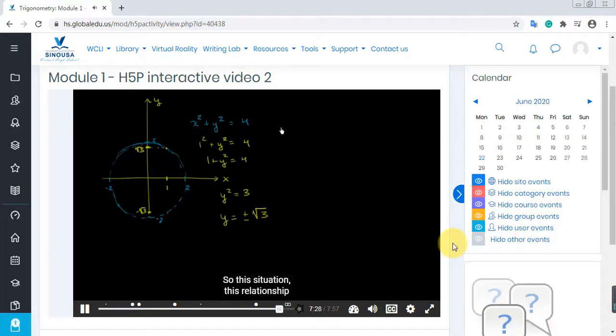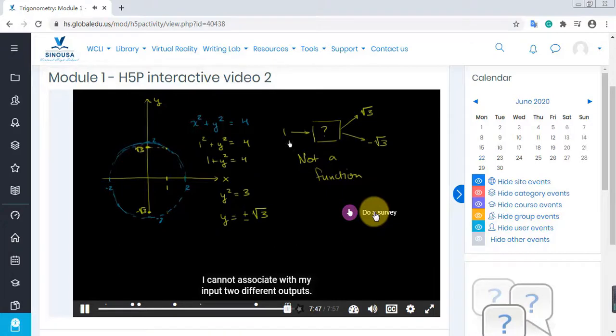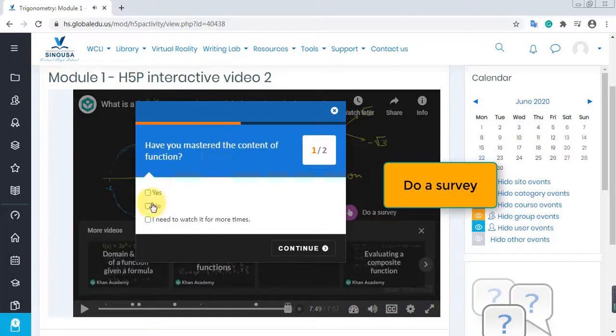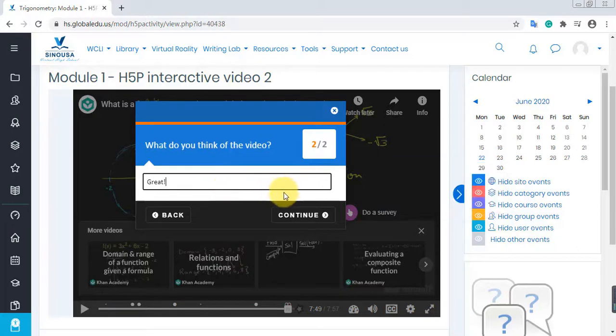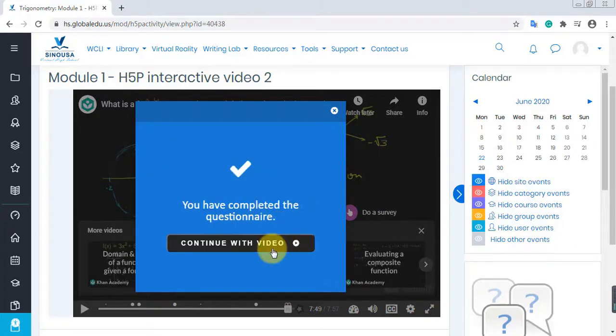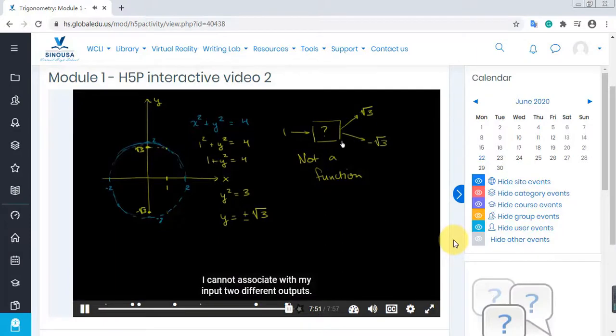So this situation, this relationship, where I inputted a 1 into my little box here, and associated with the 1, I associate both a positive square root of 3 and a negative square root of 3. This is not a function. I cannot associate with my input two different outputs. I can only have one output for a given input.